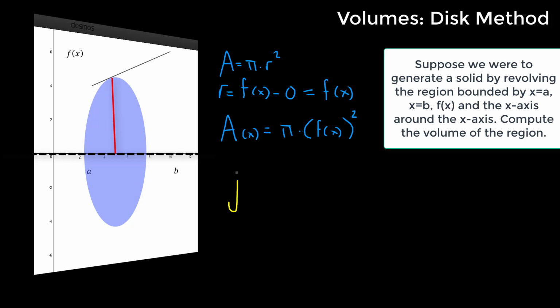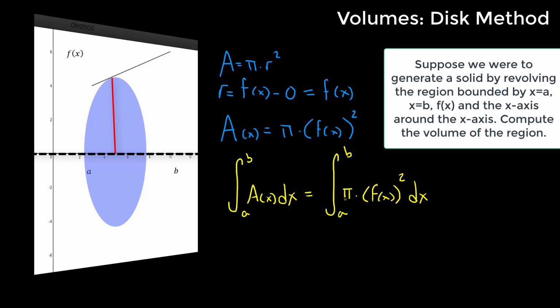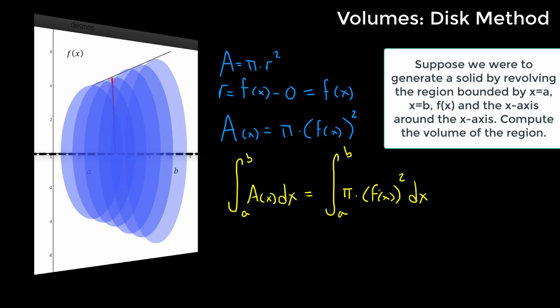We'll be computing the definite integral from our lower to upper bound, a and b, and we'll simply input our area function in terms of x, integrating with respect to x. So upon replacing everything, we have the definite integral from a to b of our area function, which was pi multiplied by our radius squared, so f of x all squared. Then we take each one of these circles and multiply it by dx, that differential of x, which makes each one a disk, a very, very thin disk. The definite integral from a to b adds up all of those very thin disks and will give us the volume of this solid.